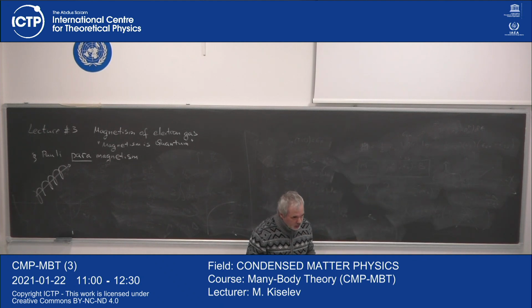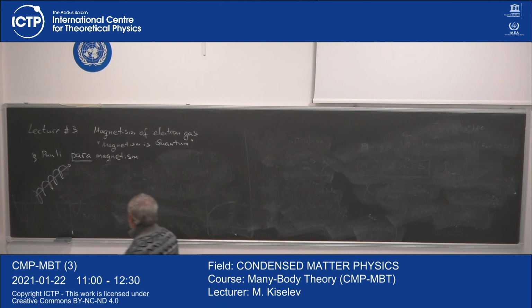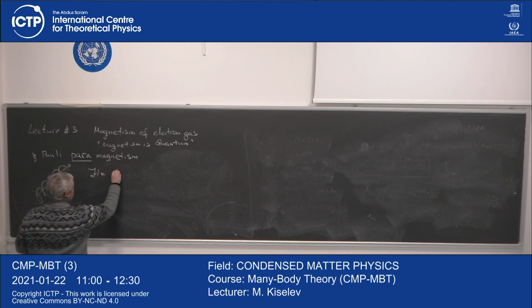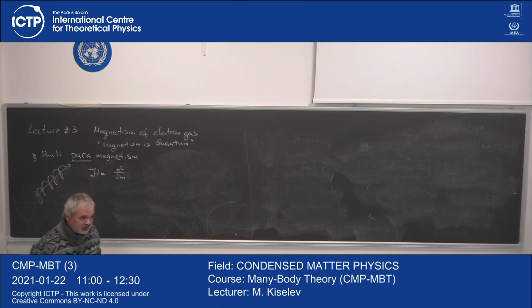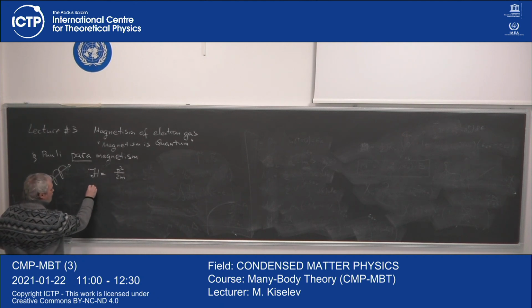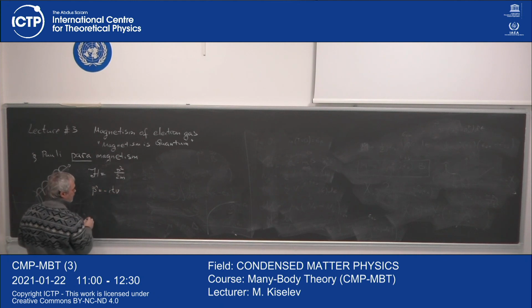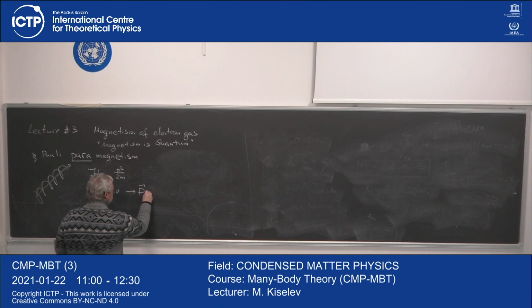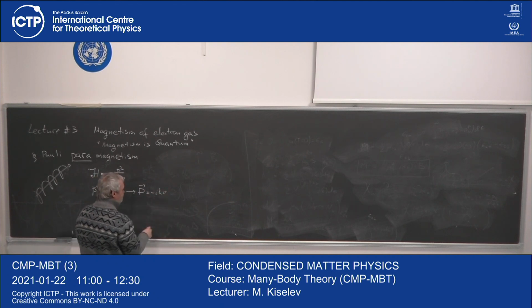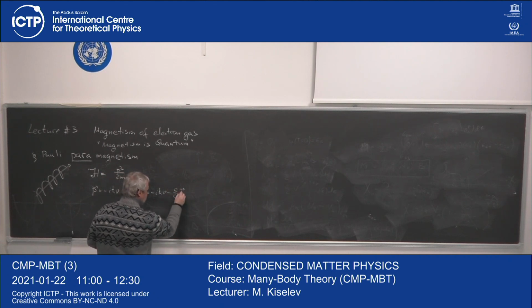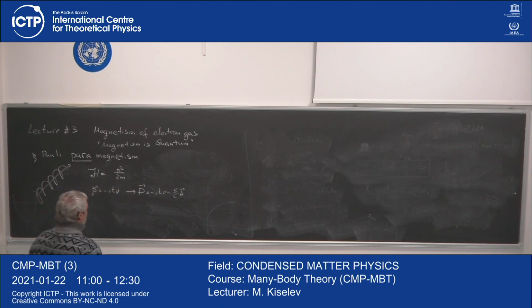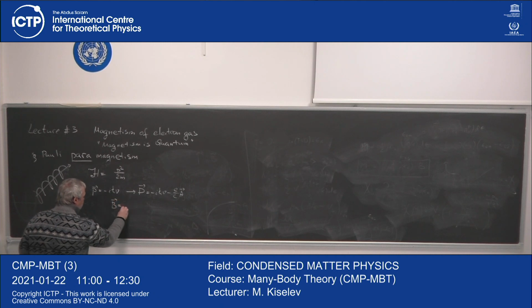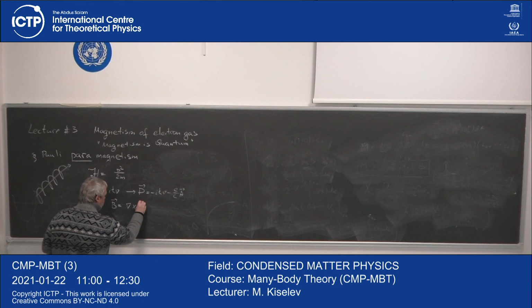So, the Hamiltonian of an electron in a magnetic field. Of course, the Hamiltonian is going to be very simple. It's p squared over 2m. It's free motion. But now I need to adjust this Hamiltonian to the presence of a magnetic field. So we know that operator p is minus i h bar nabla. This is a differential operator. In the presence of a magnetic field, the operator p should be replaced by capital P, which is minus i h bar nabla minus e over c A, where A is a vector potential. Magnetic field B is connected with the vector potential as curl of A.